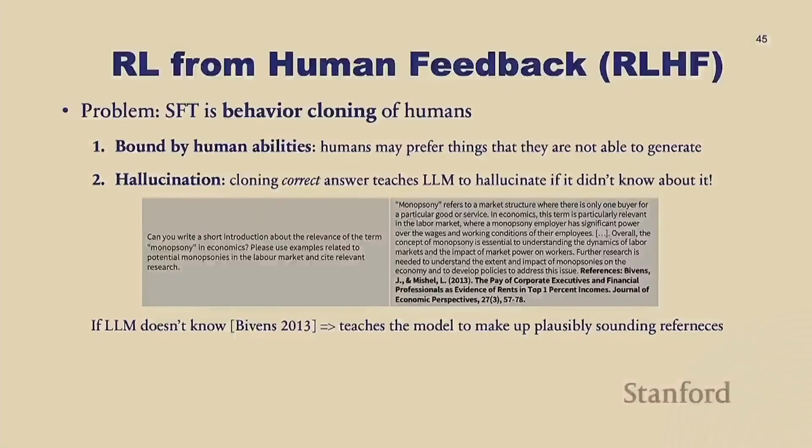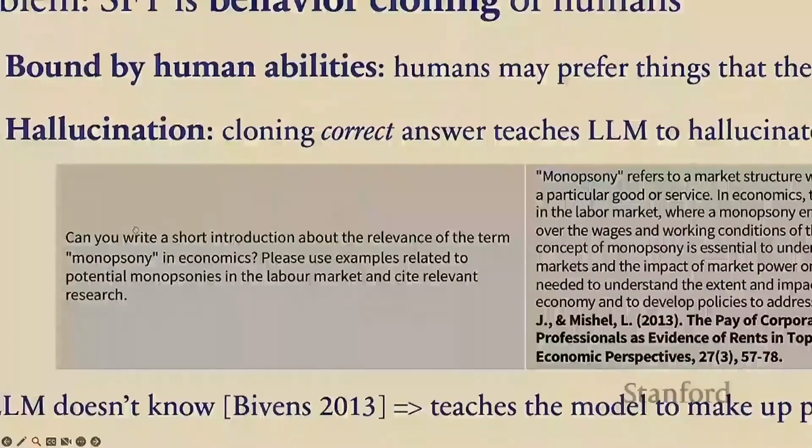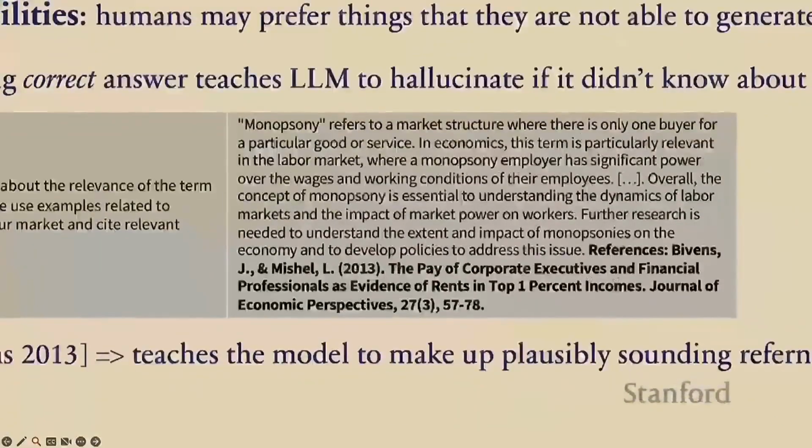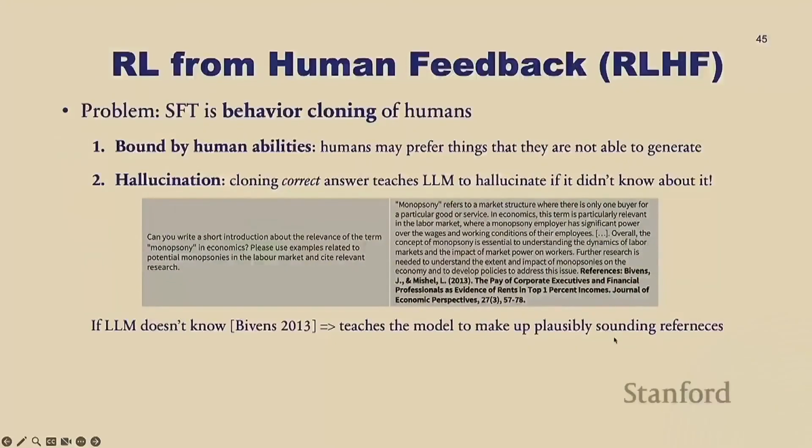So just to give you a very concrete example, if we go back to this monopsony example, can you write blah, blah, blah about monopsony? Imagine that a human wrote a reference on this type of book. And that book might exist. That might be a correct reference. But what if the LLM never saw this reference during pre-training? Then it doesn't know that it's a correct reference. So really what you tell the model is to make up some plausible-sounding reference rather than actually tell the real reference that it saw during pre-training. So hallucination might be caused by this SFT. That's problem number 2. Does that all make sense?